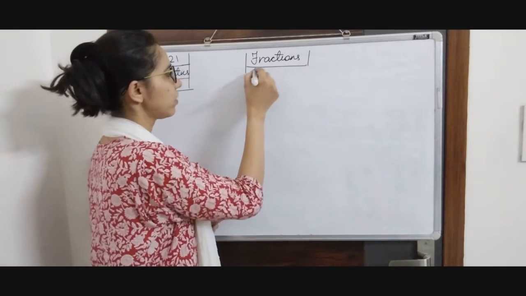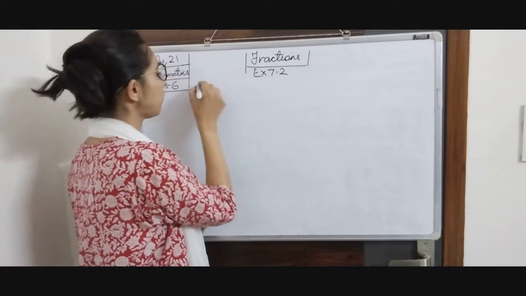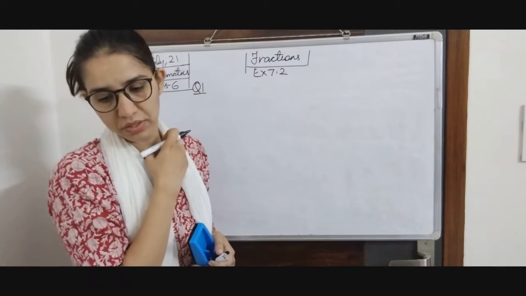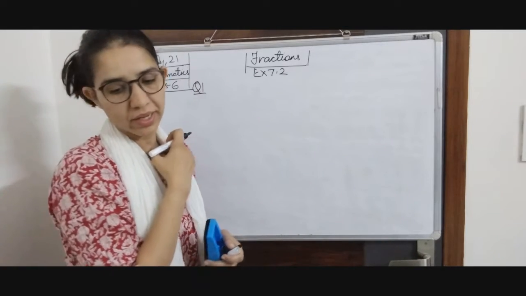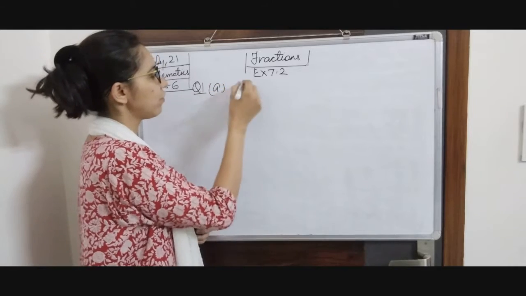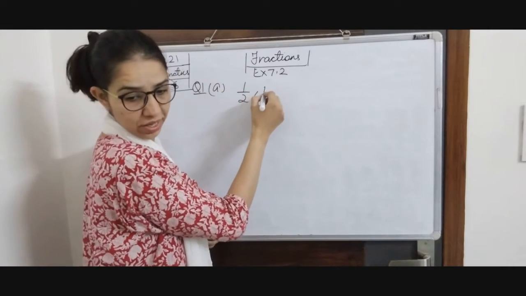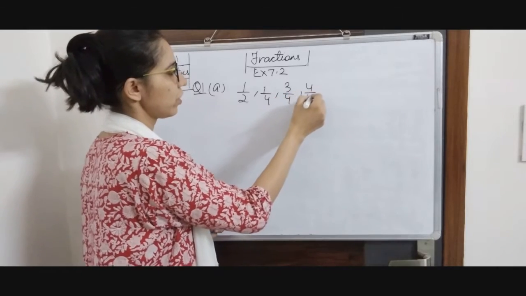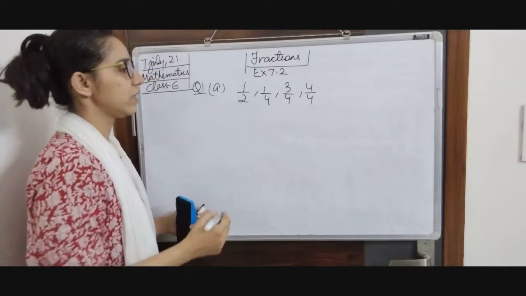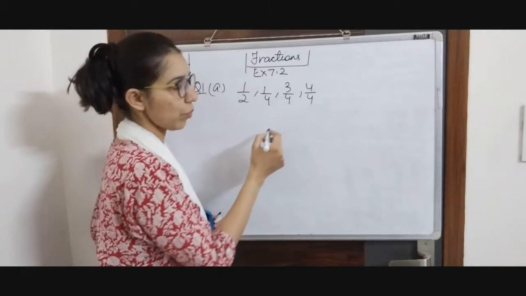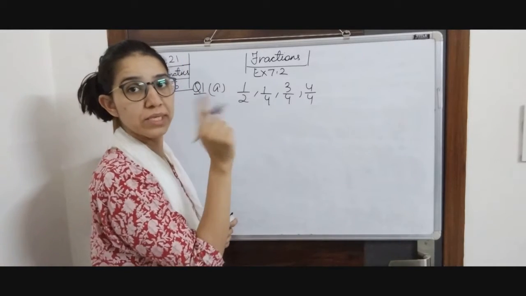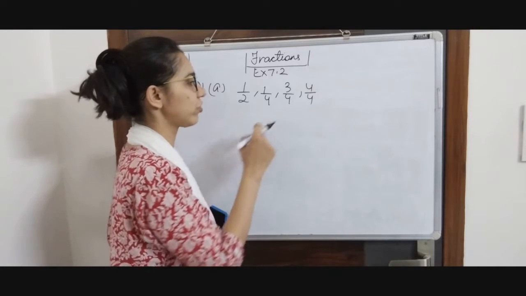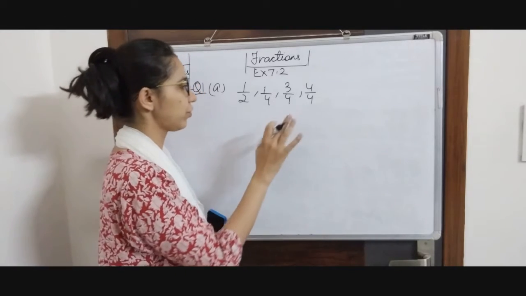Exercise 7.2. Question number 1 is you have to represent the given numbers on a number line, and on A we have 1 by 2, then we have 1 by 4, 3 by 4 and 4 by 4. So you will see that these three numbers have the same denominator. You have to represent these numbers on a single number line. Okay, we don't have to draw a separate number line for each rational number, each fraction, sorry.